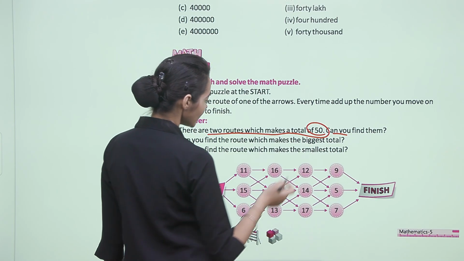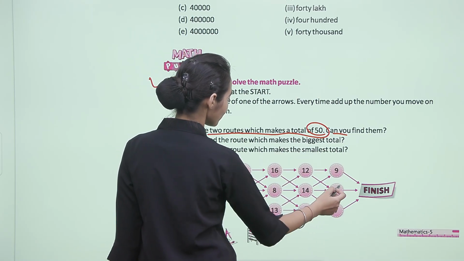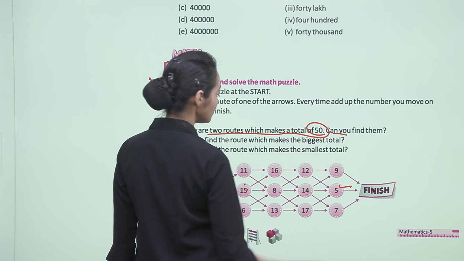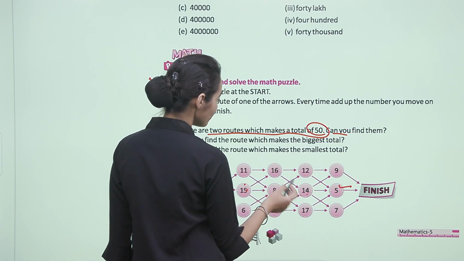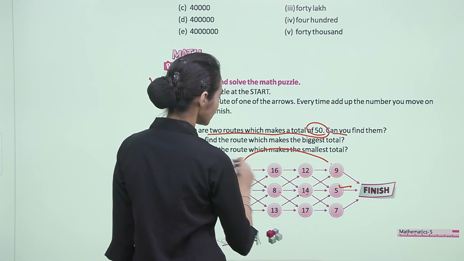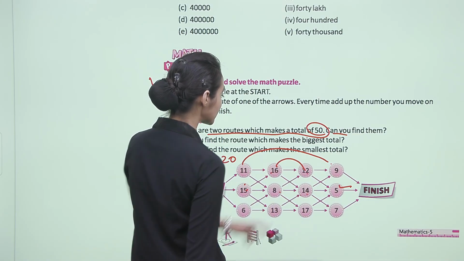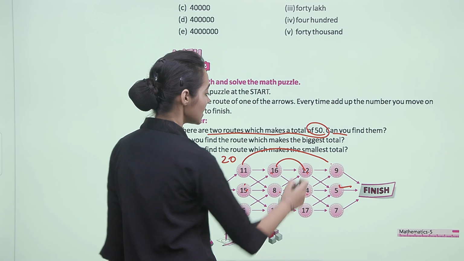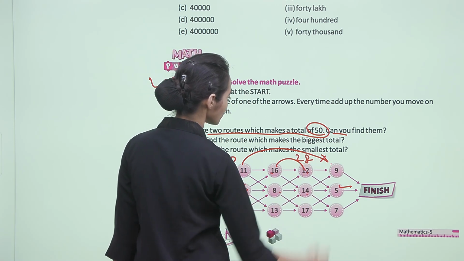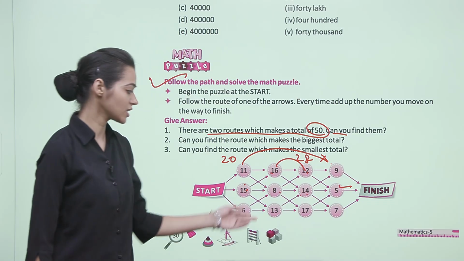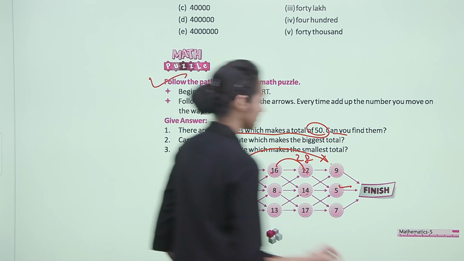So here 15 plus 5 is 20, 14 plus 8 is not 20. Now in this one we have 11 and 9, that is 20, and 16 plus 12, that is 28. So it's not 50 either. That's how you have to find all of the routes that make 50.